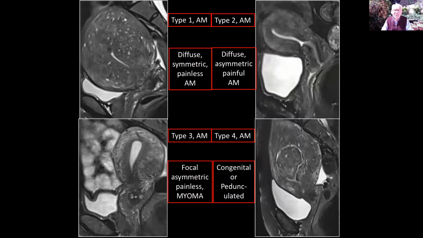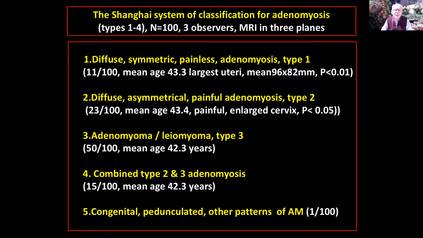So what I'd like to do is just walk through each one, showing you how frequent they are. The type 1 we found in 100 consecutive specimens, 3 observers. We looked at the MRI pictures. We found 11 out of 100 were the diffuse symmetric painless type 1s. 23 were asymmetrical painful adenomyosis. 50 were the adenomyoma or leiomyoma, and a combination of types 2 and types 3 accounted for 15.